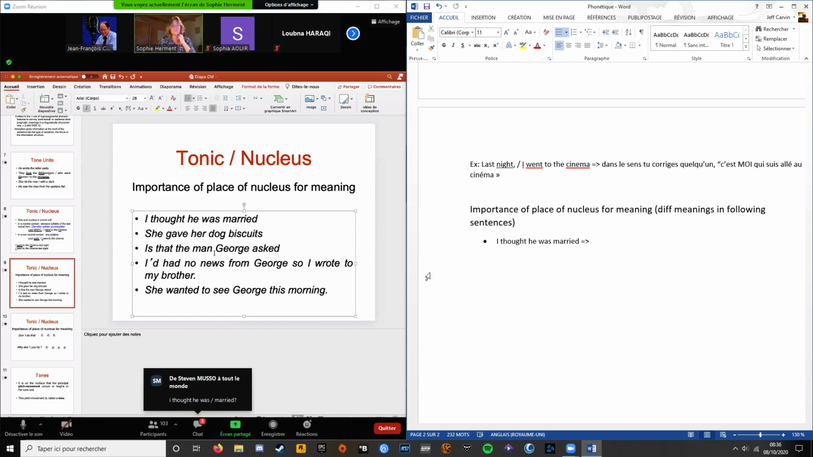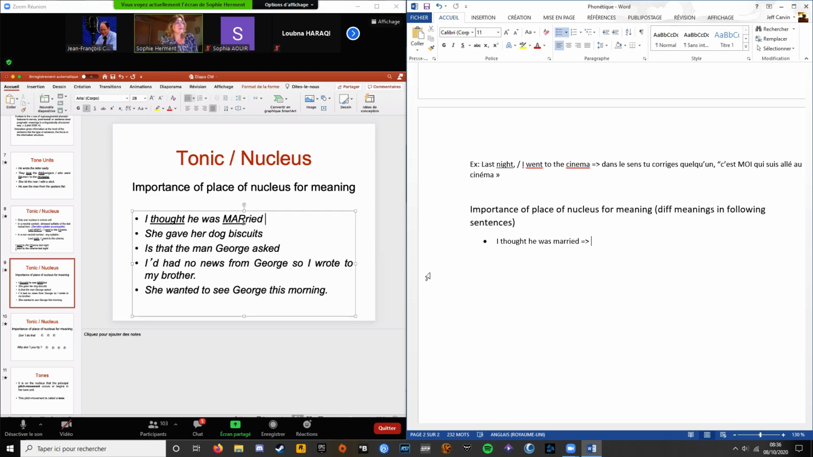The last one here, "I thought he was married," doesn't work. Consider you only have one tone unit, okay? So the first solution is to place your nucleus here on married and say, "I thought he was married." And that means he's not married. I thought he was, but he isn't. The other sentence stresses are thought, and married, of course. That's the last one. So you say, "I thought he was married." That's the most neutral one.